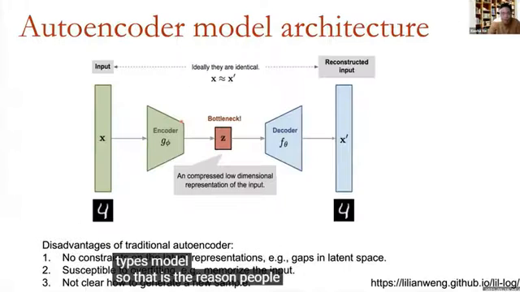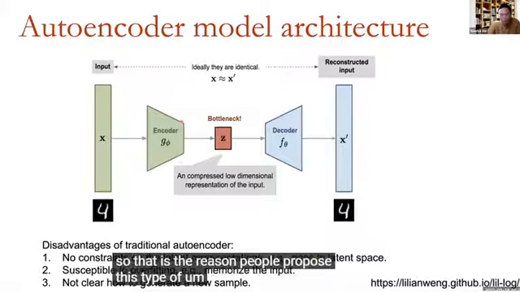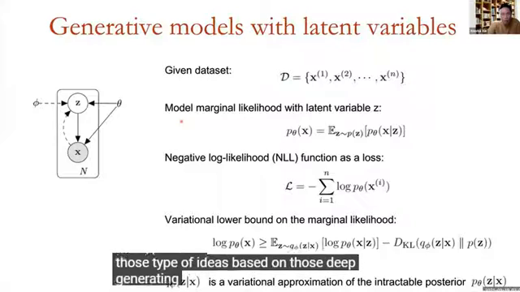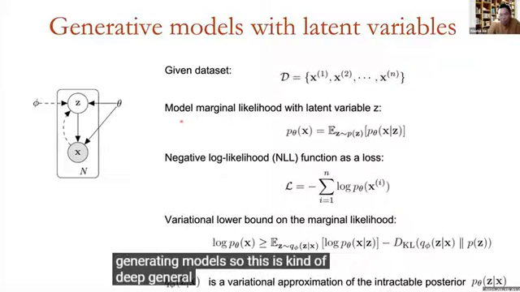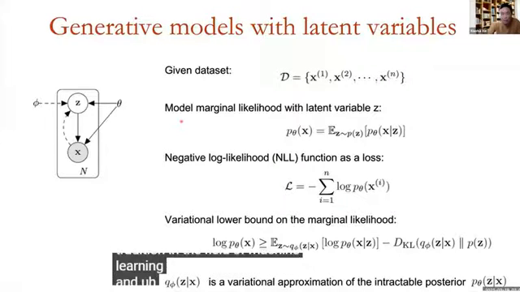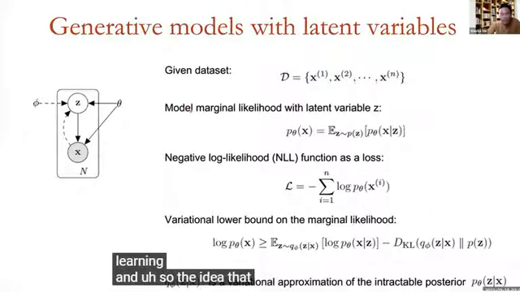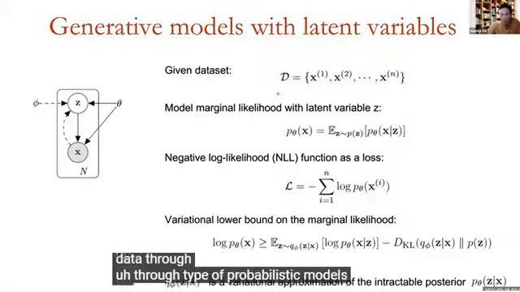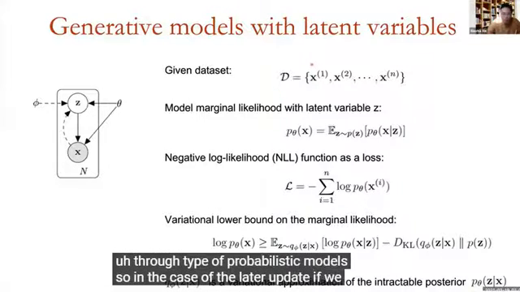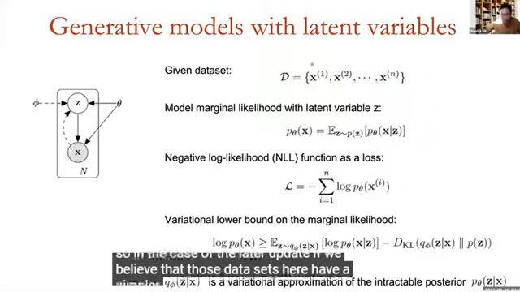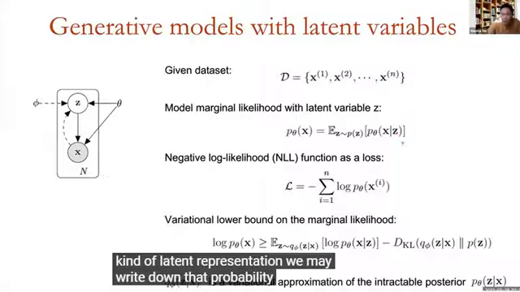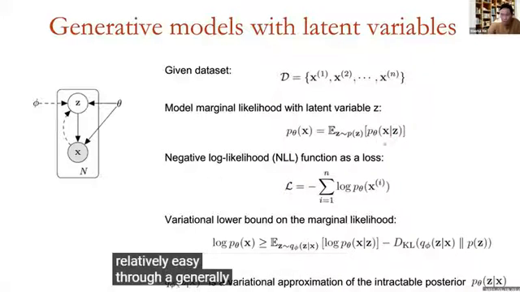So that is the reason people proposed those ideas based on deep generative models. Deep generative models have a long tradition in the field of machine learning. The idea is, how do we model data through probabilistic models? In the case of the latent representation, if we believe that those data sets have a simpler kind of latent representation, we may write down that probability distribution relatively easily through a generative model.